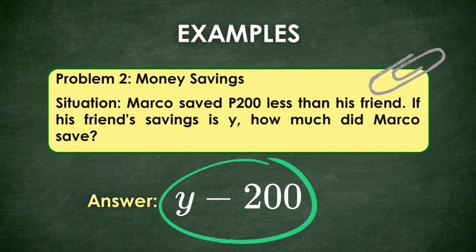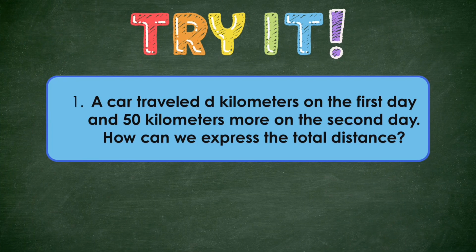All right, math wizards. Now it's your turn. Let's see how well you've understood the lesson so far. Here is a problem for you to try on your own. A car traveled 10 kilometers on the first day and 50 kilometers more on the second day. How can we express the total distance? I'll give you 30 seconds to think about it. If you need more time, feel free to pause this video right now. Go ahead, I'll wait.